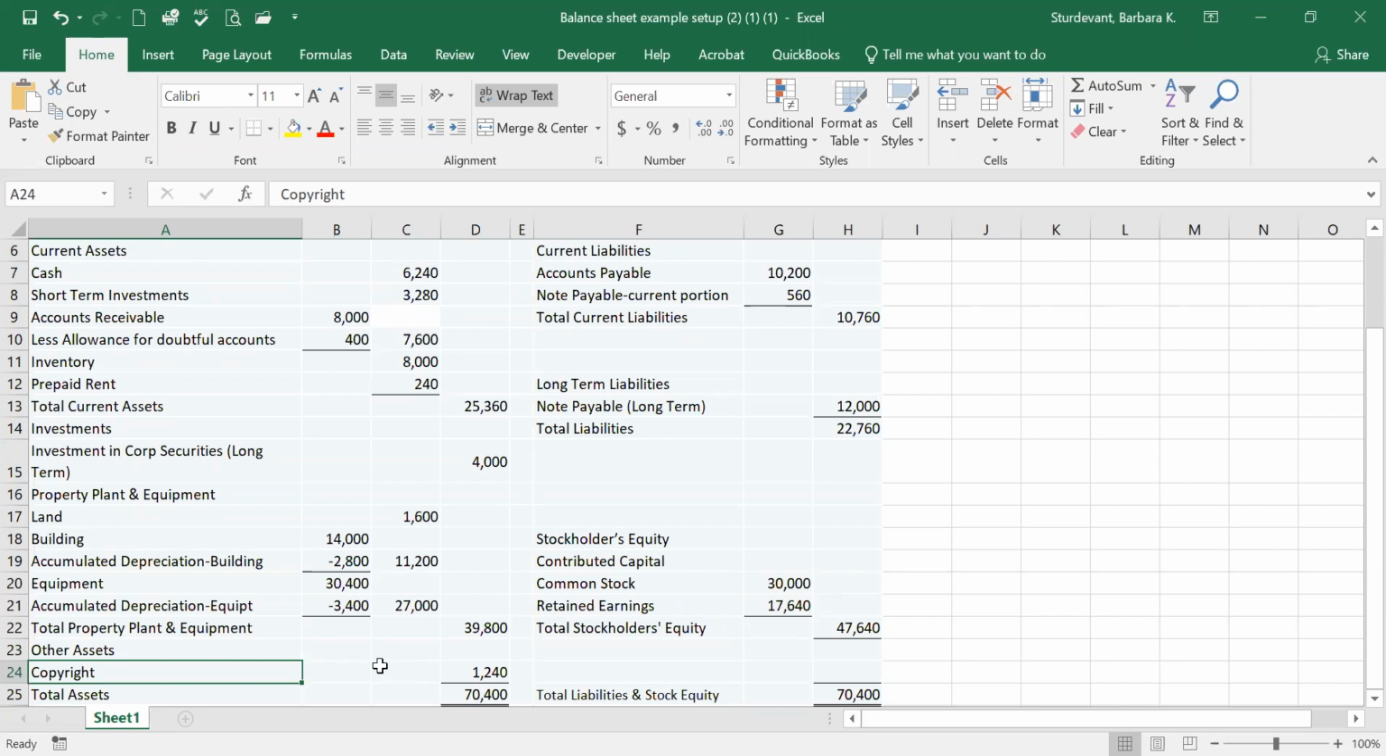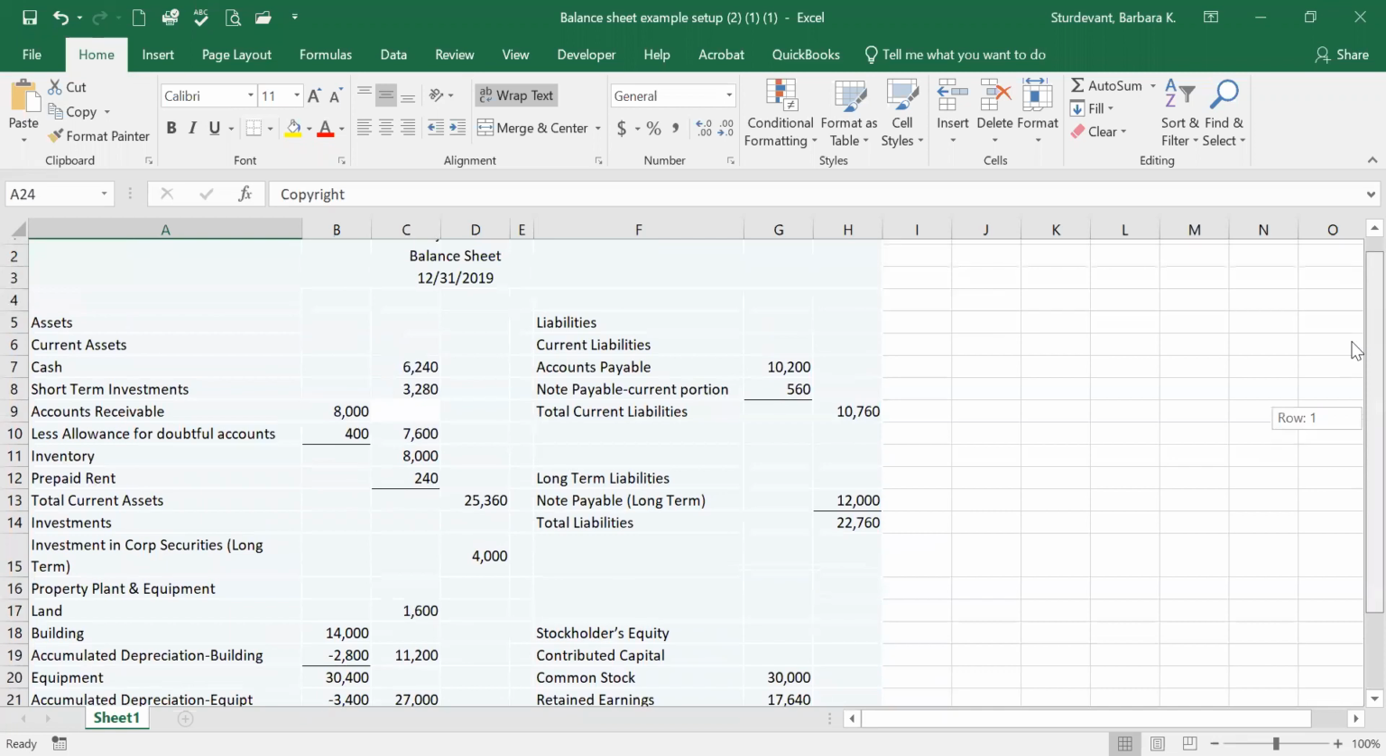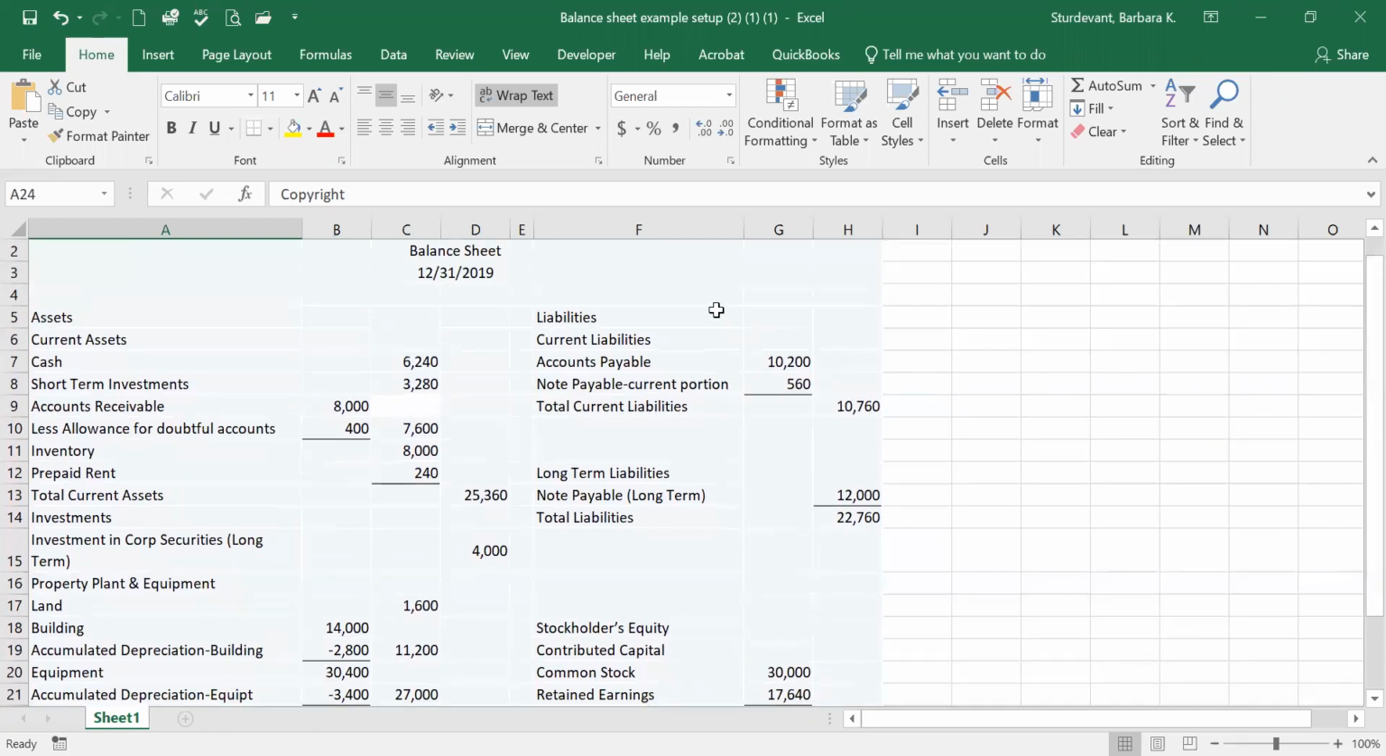All right, questions? Okay, then let's look on the liability side. So we have two categories: liabilities, current, and long-term. So we only have accounts payable. You can see on the liability side, we only had to use 2 columns.